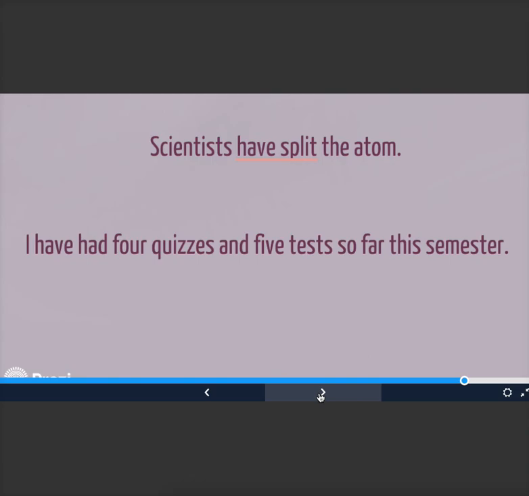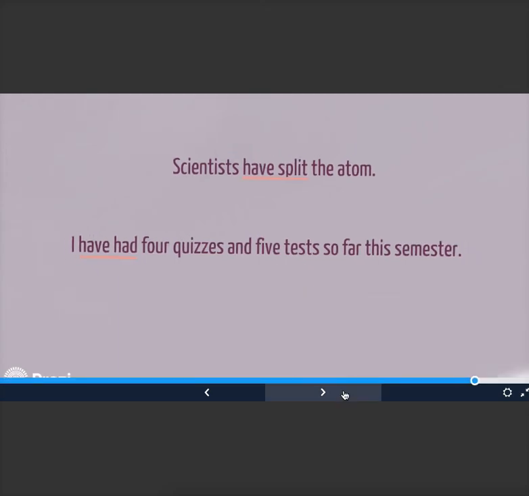Here you have another example. I have had 4 quizzes and 5 tests so far this semester. I have had 4 quizzes. Ya has tenido 4 quizzes y 5 exámenes. Es algo que tú has vivido, es algo que tú has experimentado.